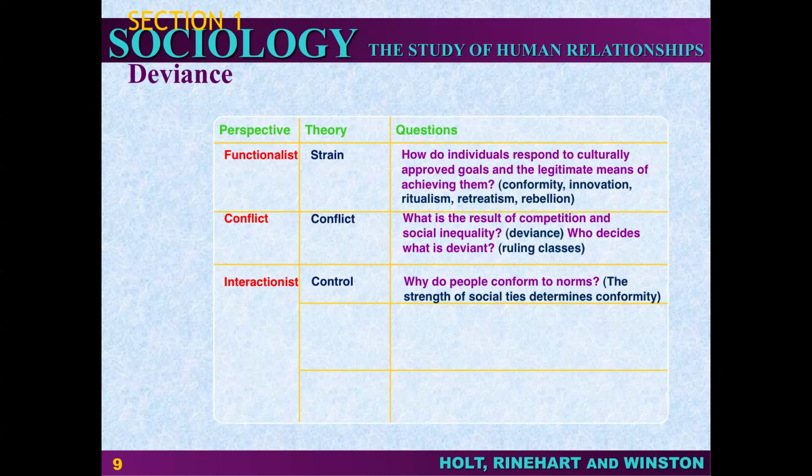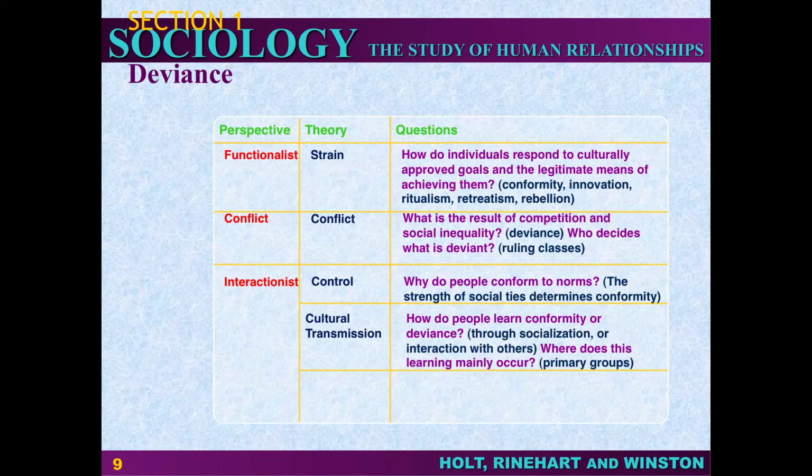The first one is the control theory. And the question is, why do people conform to norms? And the answer is that the strength of the social ties that these people have will determine their conformity. So the stronger the ties the individual has to the community will determine how much conformity they have. If you have strong ties to the community, then you would more than likely conform to what it is society is asking you as the individual to do, or the group to do.